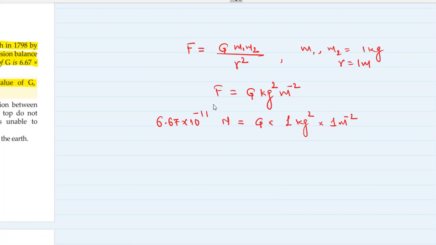Now we put in the values of the force, the masses, the distance between them, everything, and we find the value of G. So what does G become equal to? Now this kg square will go to that side, so it will become 6.67 into 10 raised to minus 11 Newton. This meter square goes to that side and becomes meter square, and this kg square goes to that side and becomes per kg square. So G's value is 6.67 into 10 raised to minus 11 Newton meter square per kg square.